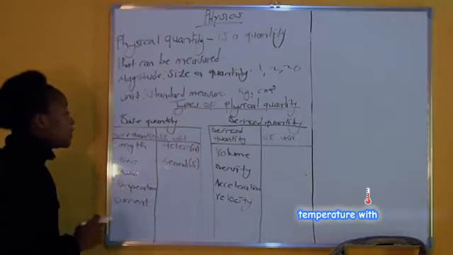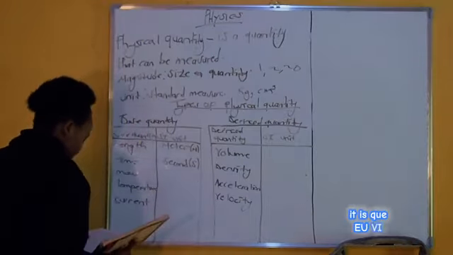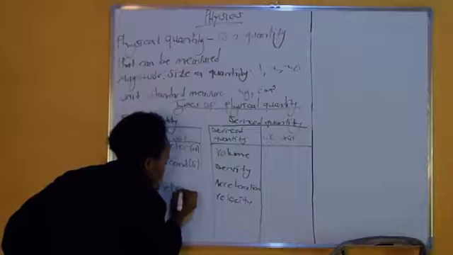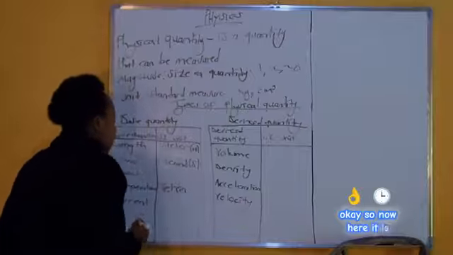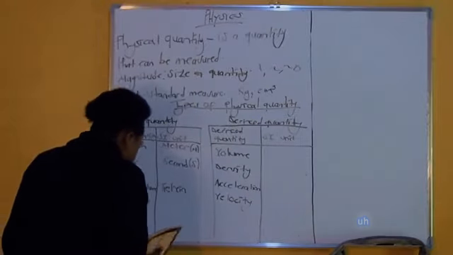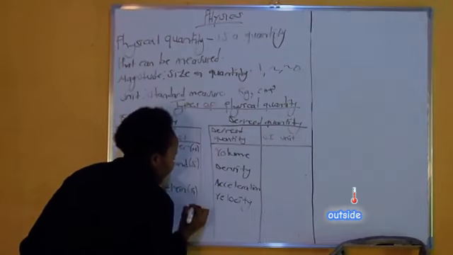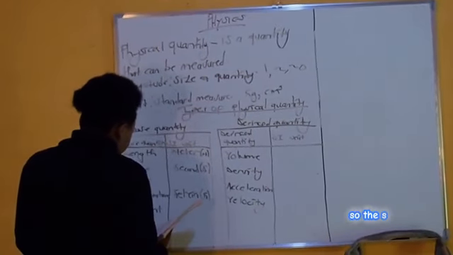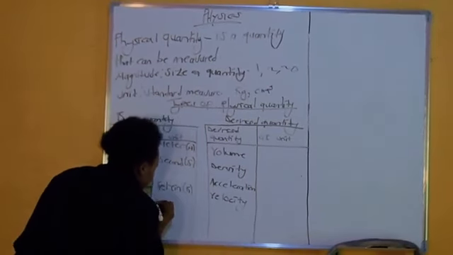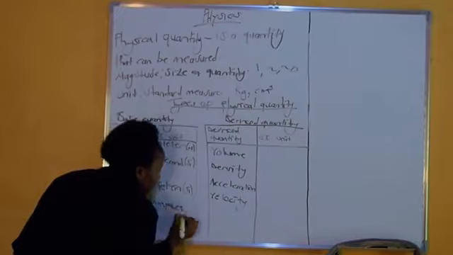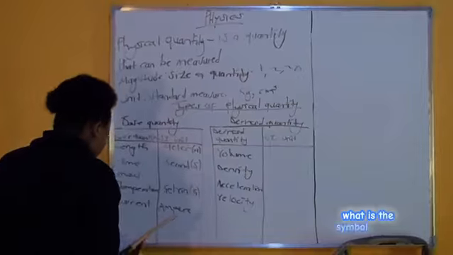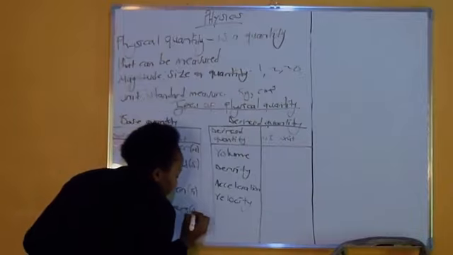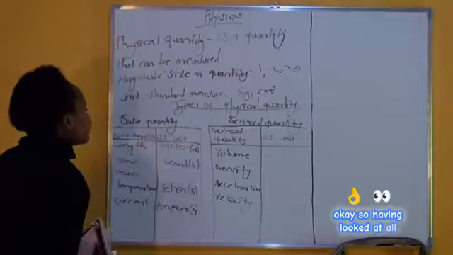Temperature. With temperature, the SI unit is Kelvin, abbreviated as K. Then we have current. What is the SI unit for current? The SI unit for current is ampere, and the symbol is A. Having looked at all this, we're good to go.